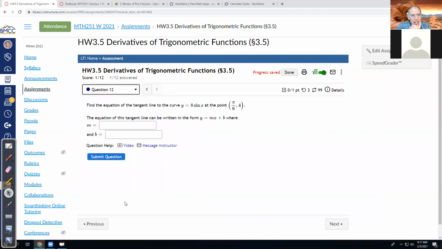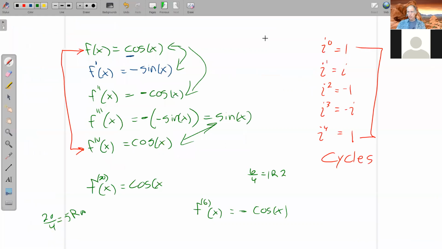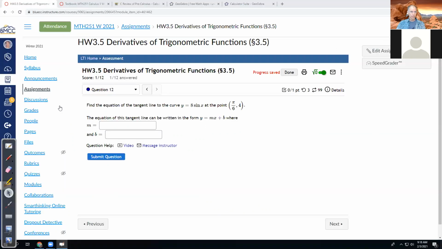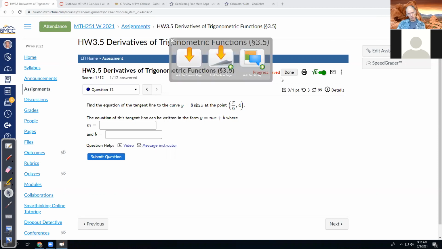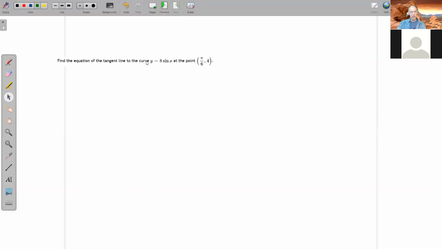Okay, so good, a tangent line problem. I was hoping somebody would ask about one of these, otherwise I was going to do one. Find the equation of the tangent line to y equals 8 sine of x at the point pi over 6, 4. So this really isn't any different than any other tangent line that we found. Copy the relevant information. And do it. The only weird thing about this problem is it asks for m and b separate instead of an equation. No big deal. We got this.